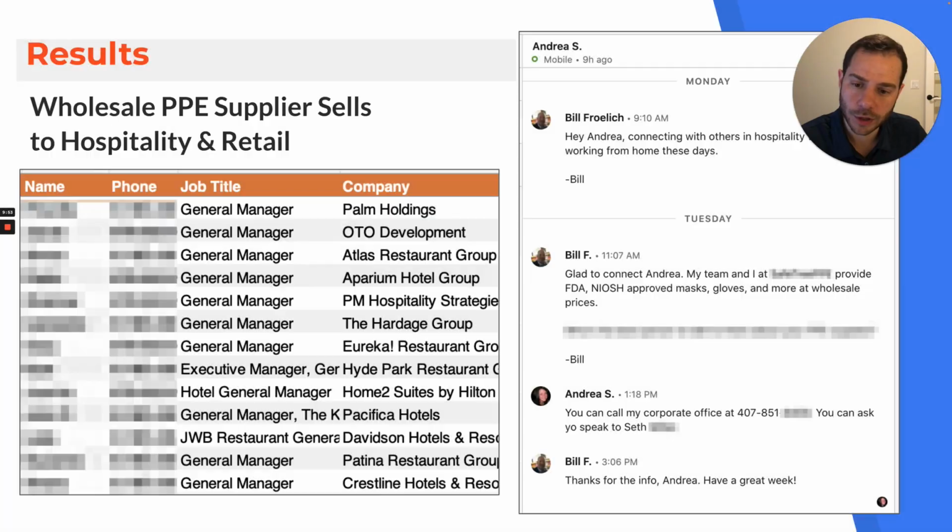LinkedIn messaging. So these are the outreach campaigns, reaching out to people. This is a PPE supplier during COVID, reaching out to hospitality and retailers and restaurants. You can see the different retail groups because we're looking to target franchises. So people that work at the groups and the general managers at those locations. So those are the people who are going to buy big bulk orders.